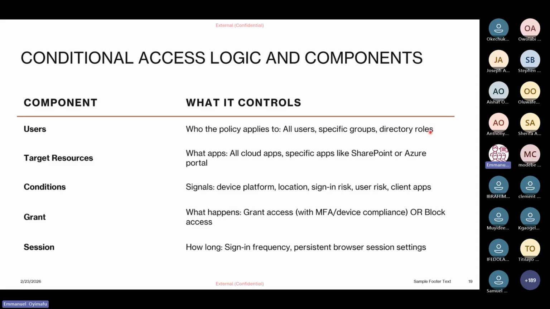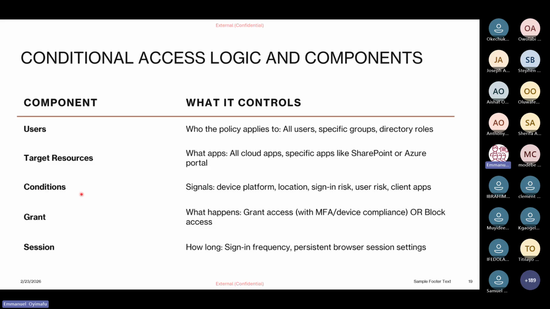And also you can target resources. Resources could be all cloud apps. You could say if users in your organization are trying to sign into any cloud apps, it should require MFA. You could say it's only when they are signing into the Azure portal that they should use MFA. You can actually do that.